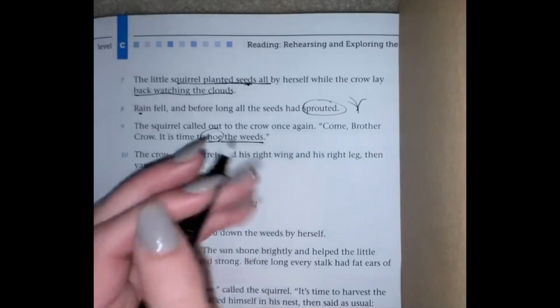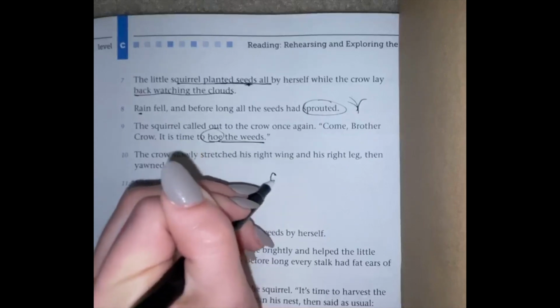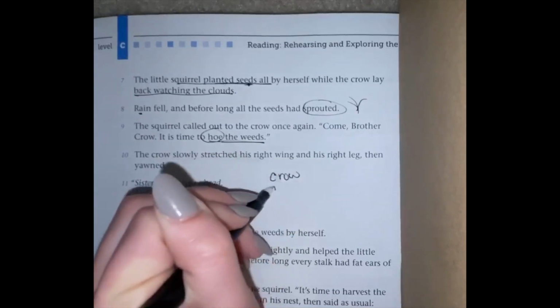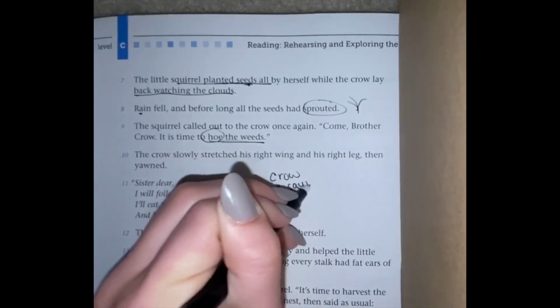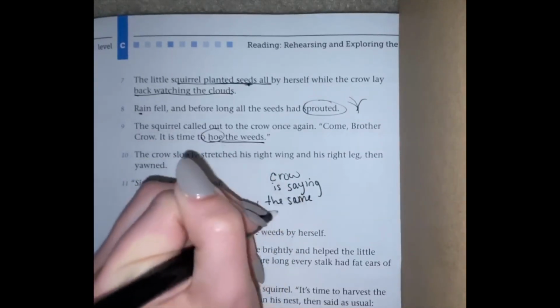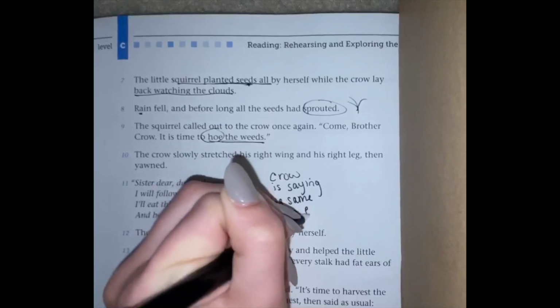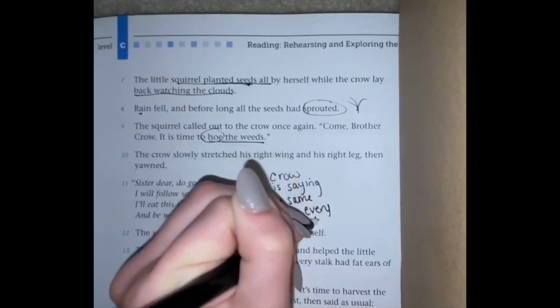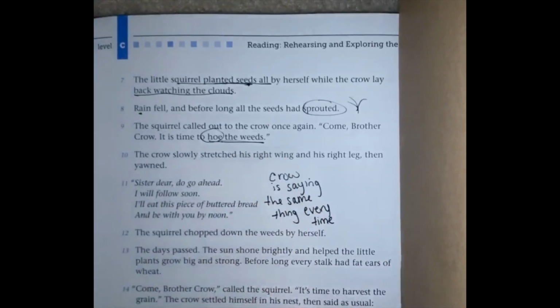So the crow is just saying the same thing over and over again. So I'm going to go ahead and make a little note of that. Crow is saying the same thing every time. The squirrel chopped down the weeds by herself. So the squirrel is doing all of the work.